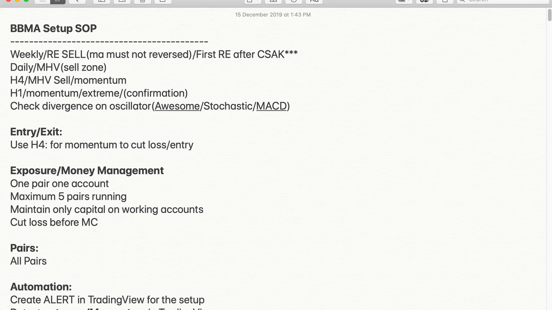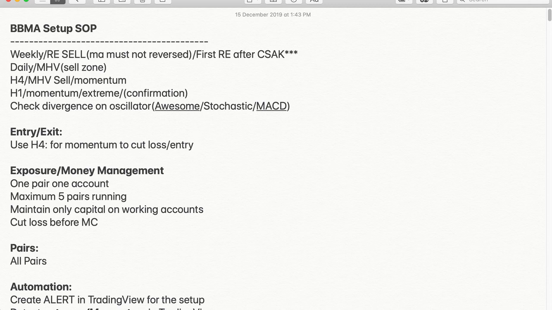Our entry is based on H4. We cut loss when we see a momentum opposite our trade direction, and also we use momentum to partial TP to ride the trend. On form of money management, we trade one pair per account. We trade five pairs at a time. We maintain only capital in our trading account, and we always cut loss before we MC the account.